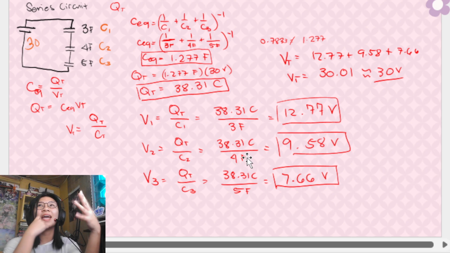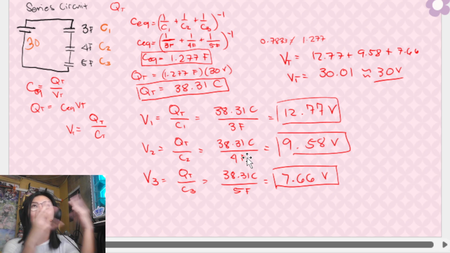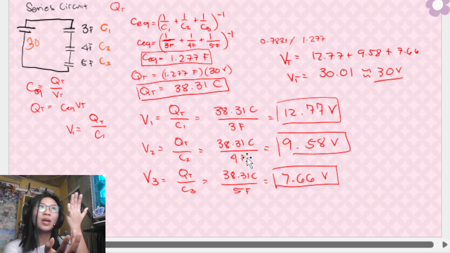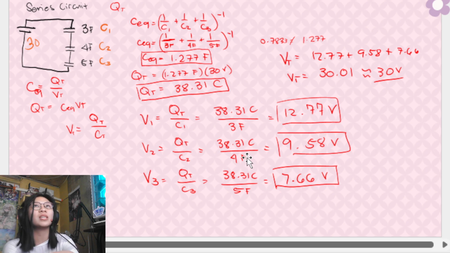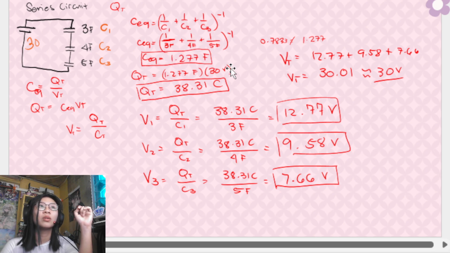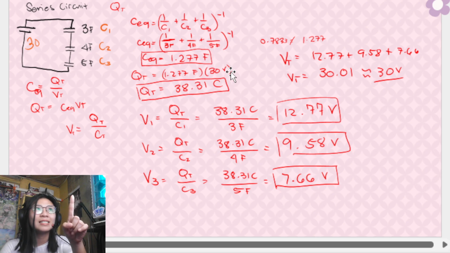So, whenever I tackle this kind of network or circuit, I always start with CEQ. So CEQ, it is a series, so that is why we have 1 over C1 plus 1 over C2 plus 1 over C3 raised to negative 1. So 1 over C1 is 1 over 3. C2 is 4, so that is 1/4. Then C3 is 5, that is why it is 1 over 5, then raised to negative 1. Then we get the 1.277 farad.